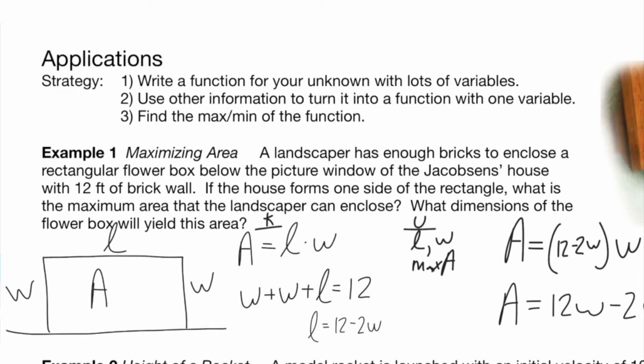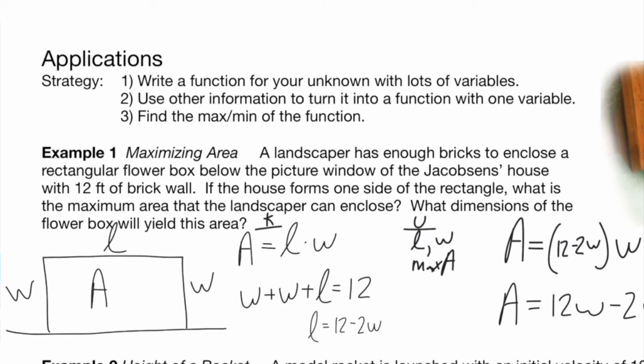Anyway, if we want to maximize this, we need to turn it into just a function of one variable. It's no good to have two different variables, length and width. We just want one, because then we can graph it. So we're going to use this other fact to figure out what L is equal to in terms of W. And then you're going to say, well, area is length times width.